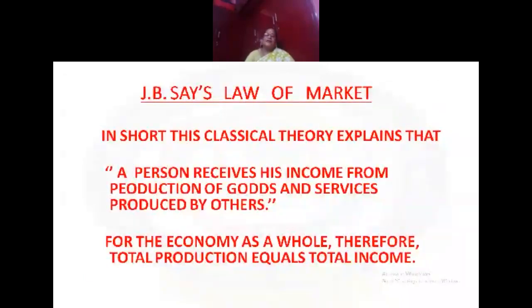In short, J.B. Say says that the theory explains that a person receives his income from the production of goods and services produced by others for the economy as a whole. Therefore, total production equals total income. I have given this point twice, before the diagram and after the diagram, so that it will be registered for you.